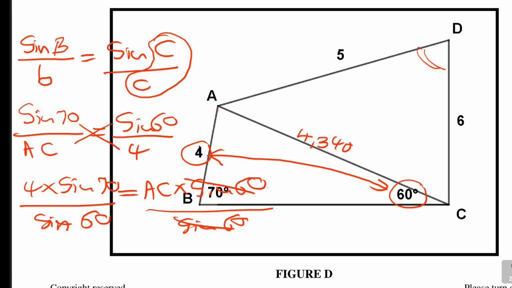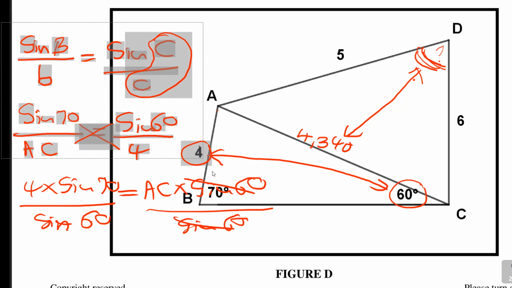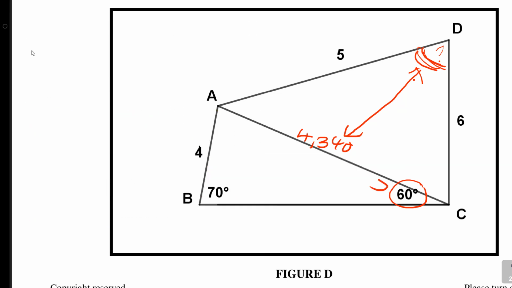Then the next question wants us to find angle D. How must I find angle D? Let me think. We don't have an angle on this side. Let's try the pair. Remember, we want this and this. We don't know this one. So if you don't have a pair, unfortunately, it's the cosine rule.